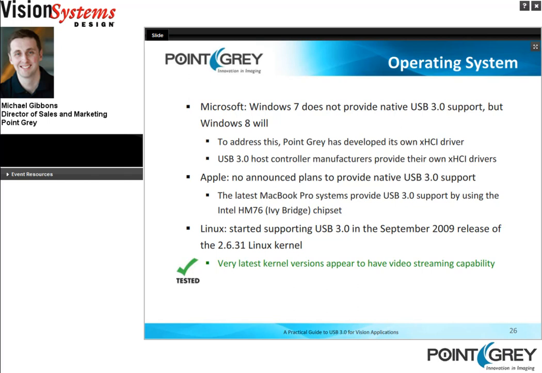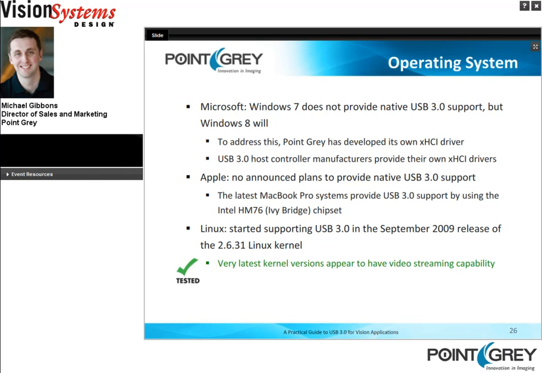Okay, operating system support. Windows 7 does not provide native USB 3 support. The good news is that Windows 8 will, and if you have access to Windows 8 betas, give it a try, and you'll find that there is indeed good USB 3 support there. To address the lack of support under Windows 7, there's a couple of options.